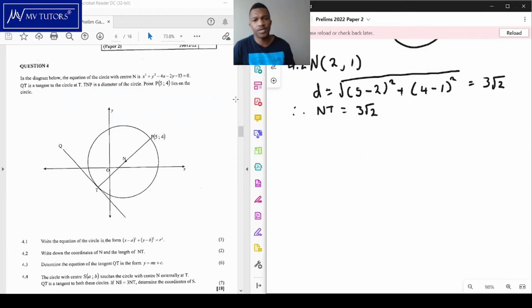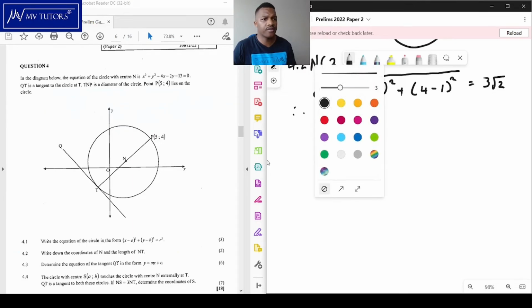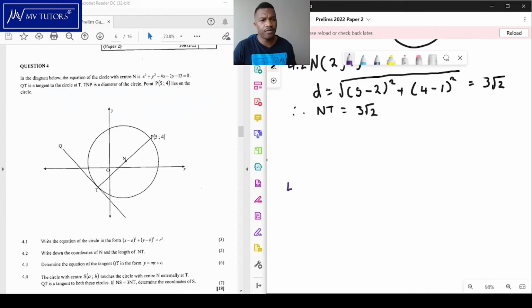Okay, so the next question will be 4.3. Determine the equation of the tangent QT in the form. Okay, so for the tangent, first of all, we need the gradient. I think that will be easier to calculate. We'll also use NP once again to represent it, because it's the same as NT, right?